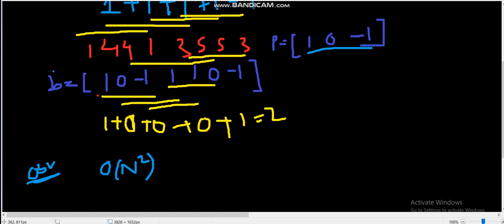Because these are only 1, 0, minus 1, you can map 1 with A, 0 with B, and minus 1 with C, and do string hashing. This is one possible case. So the time complexity will be order of n.